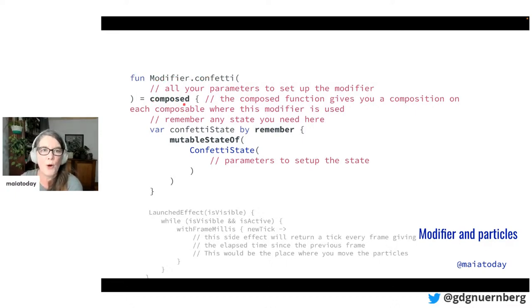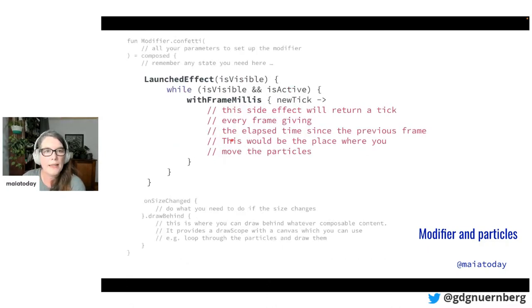If I have this composed, it gives me a compose function for each time that modifier is used. Here, I'm storing this confetti state inside the state so that the composer knows that it needs to redraw if there's a change. And inside this confetti modifier is a launched effect. Now, a launched effect is a side effect, and this particular one will run a coroutine. What it does is it looks at the state. It says, is the confetti visible or not?